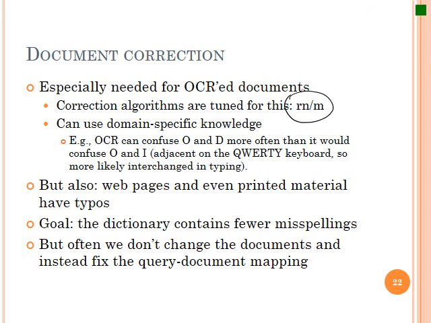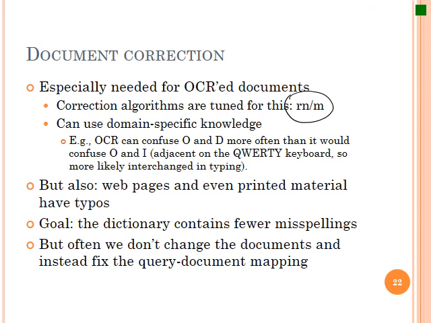Okay, but not only OCR documents can have errors, web documents or even printed materials can have typos, right? Humans do make mistakes. So the goal is to make the dictionary as accurate as possible. That is, to avoid mistyped misspellings in the dictionary as much as possible.